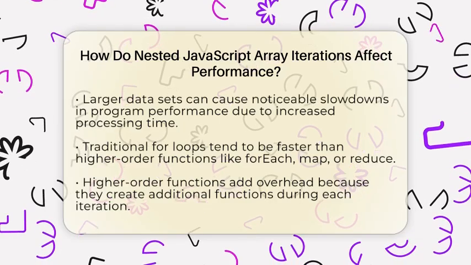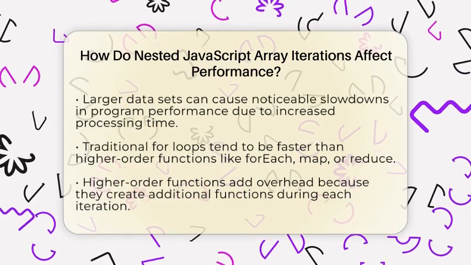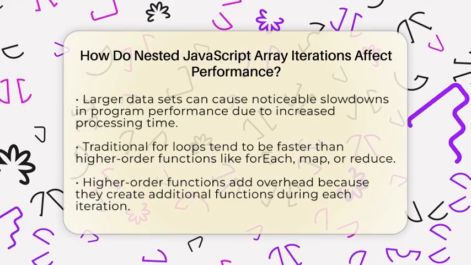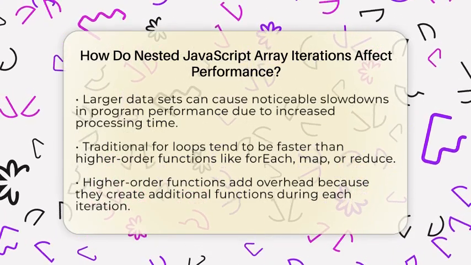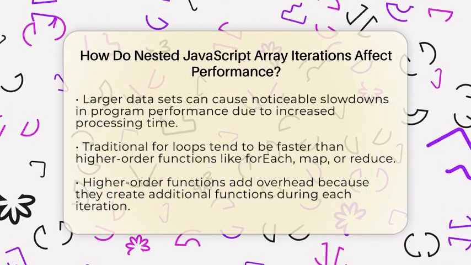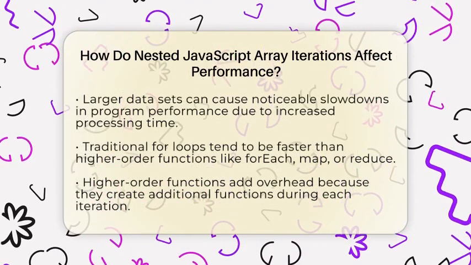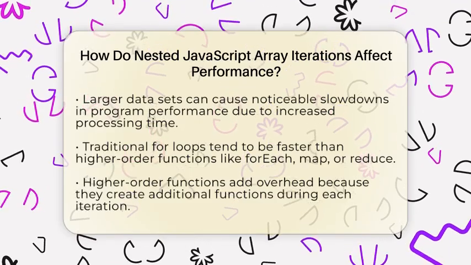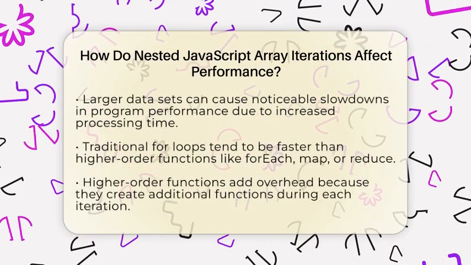The type of loop you choose makes a difference. Traditional for loops are usually faster than higher-order functions like forEach, map, or reduce. This is because for loops run in a single scope and allow you to control the flow better. Higher-order functions create extra functions during each iteration, which adds overhead.